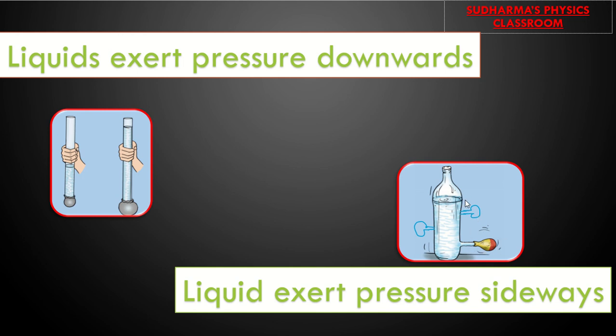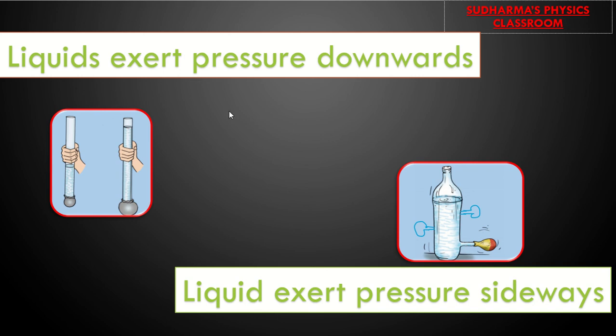The liquid level is the same, but pressure will be different at different heights. So with a single experiment, we can try different things. We can understand different concepts. So from here, what I want to convey is, the liquid can exert pressure sideways. Liquid exerts pressure on the sides of the container.